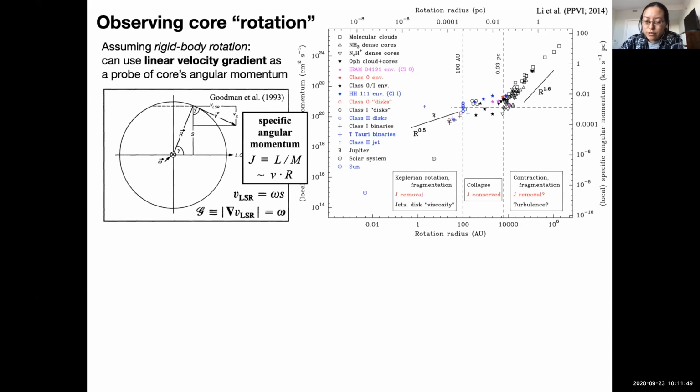And as shown in this summary plot during this PP6 review in 2014, there seems to be some kind of correlation between this specific angular momentum and the size of the system, especially at the scale from cloud to core, which ranges over almost 2 orders of magnitude in size. There seems to be a parallel correlation, which seems pretty clear.